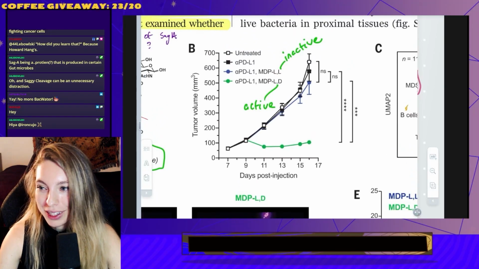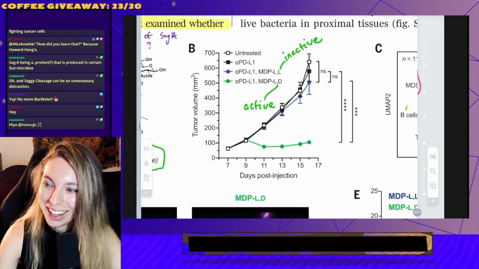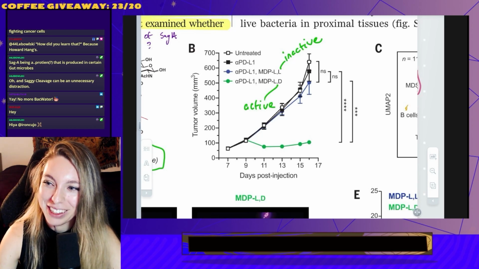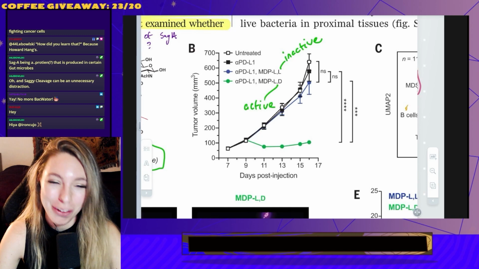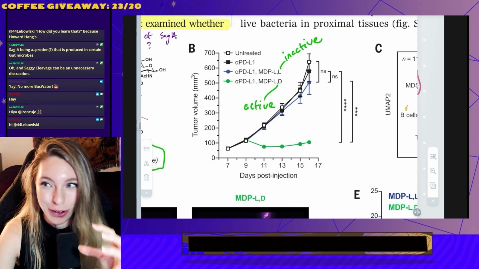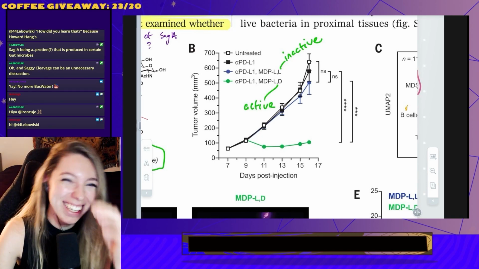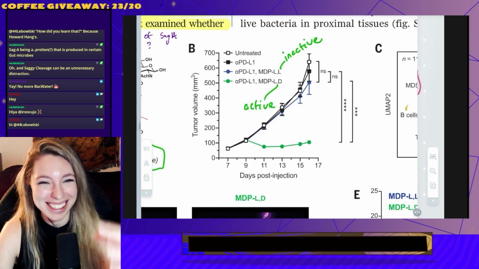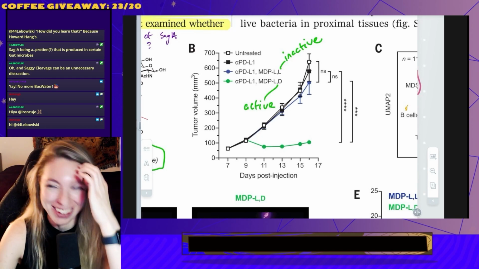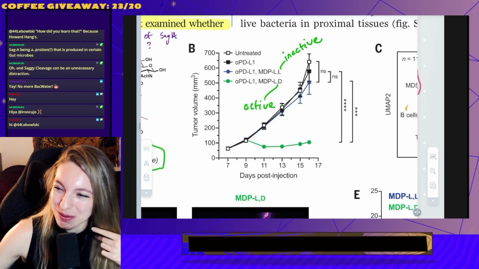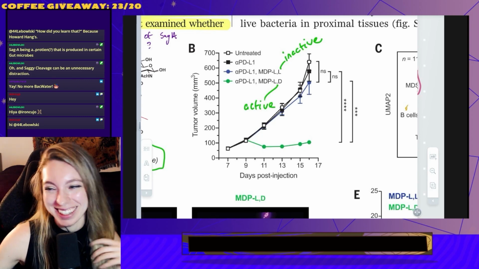SagA being a protein that is produced in certain gut microbes, and saggy cleavage can be unnecessary. Yeah, you can remember SagA and its function as saggy cleavage. Because it's a protein that cleaves. Okay, sorry. That was dumb. That was funny, though. I couldn't help myself.